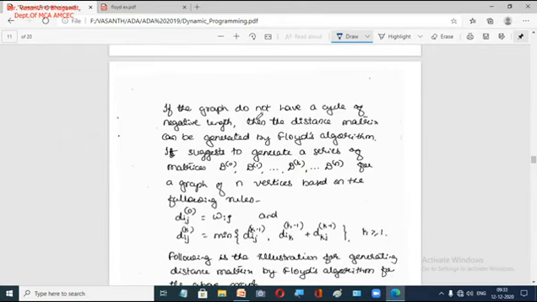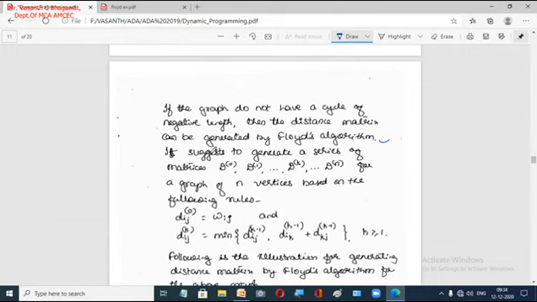Now if the graph does not have any cycle of negative length, then the distance matrix can be generated by Floyd's algorithm. That means compulsorily the graph should not have a cycle of negative length. Length should not be negative, because when you are finding the distance it should be positive only.